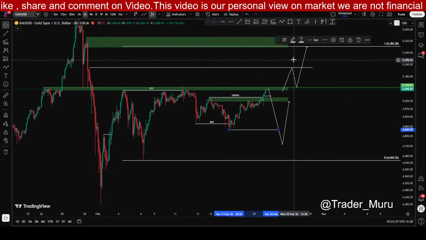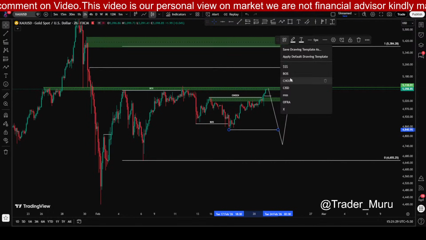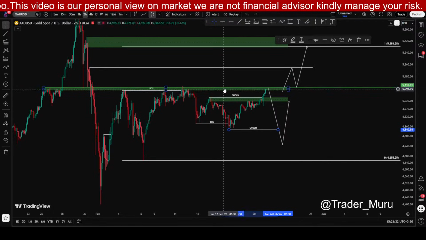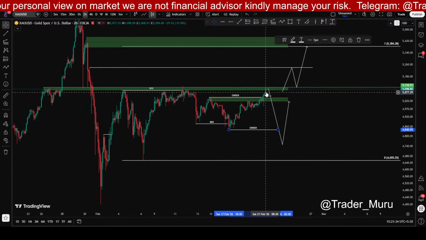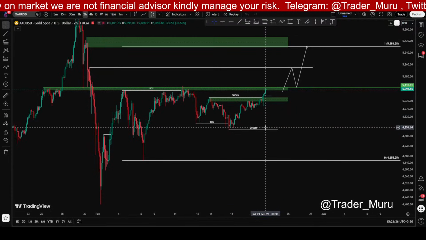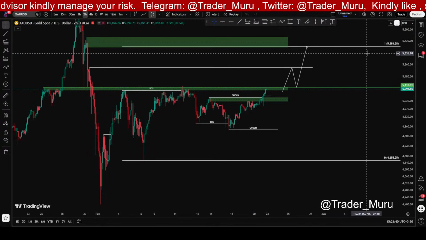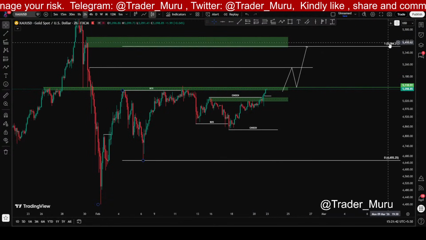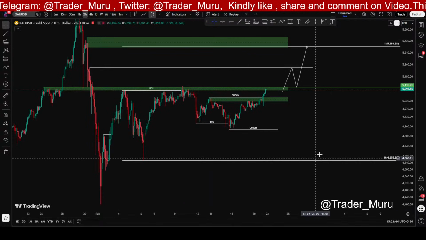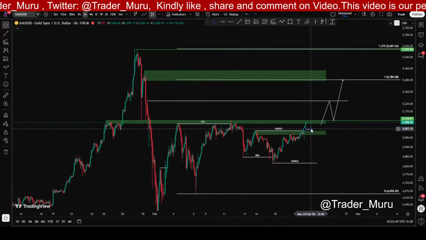It needs to break this low. This will be the change of character, and then this move will just be a liquidity grab. But before this, I am not bearish. I will be watching gold for this area around 5384.